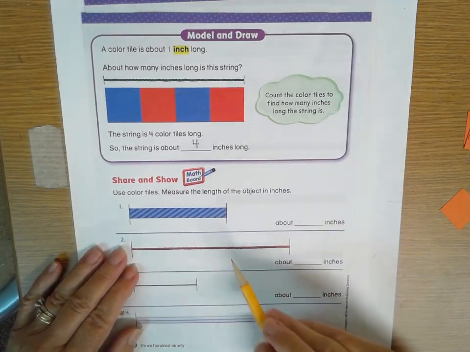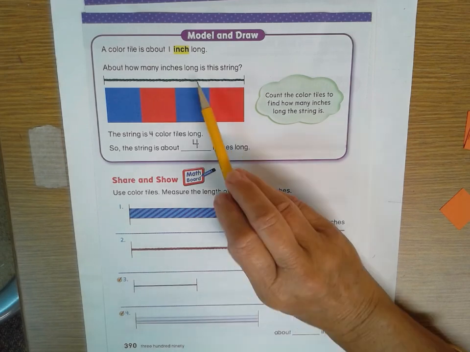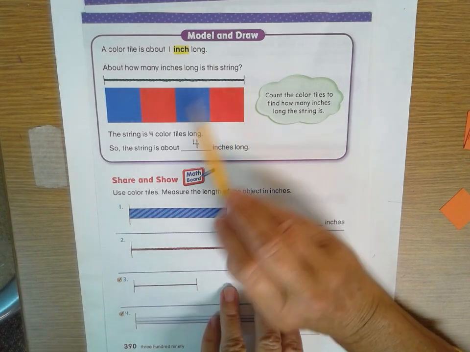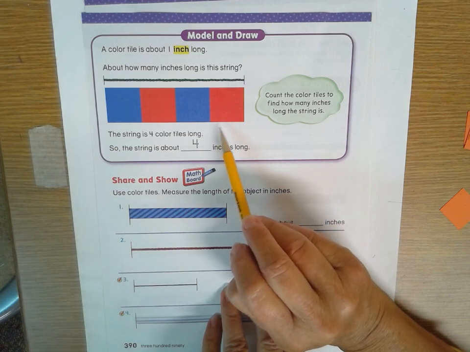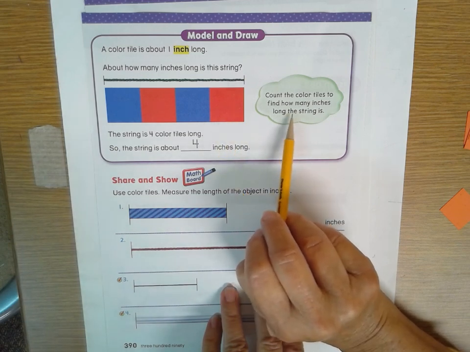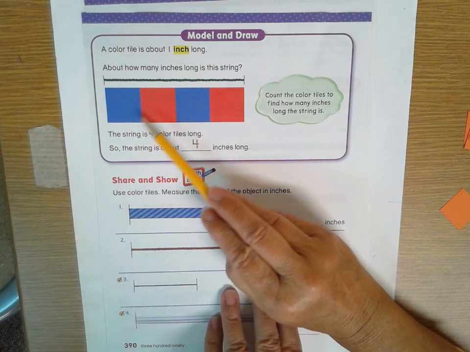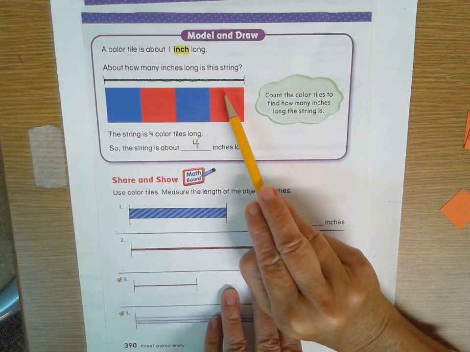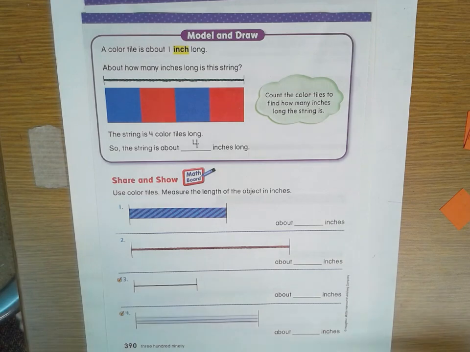A color tile is about 1 inch long. About how many inches long is this string? So they're showing us color tiles in different colors, so it's easier to count them. It says count the color tiles to find how many inches long the string is. There are 1, 2, 3, 4 color tiles, so the string is 4 color tiles long. And it's about 4 inches.